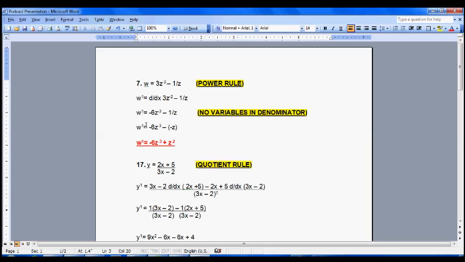Alright, so for the derivative of 1 over z, you would end up getting positive z to the negative second, because a negative times a negative is a positive. So the final answer would be w prime equals negative 6z to the negative third plus z to the negative second. Alright, so just remember, no variables in the denominator when you're trying to find derivatives.